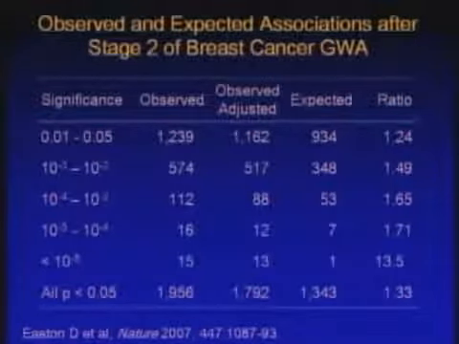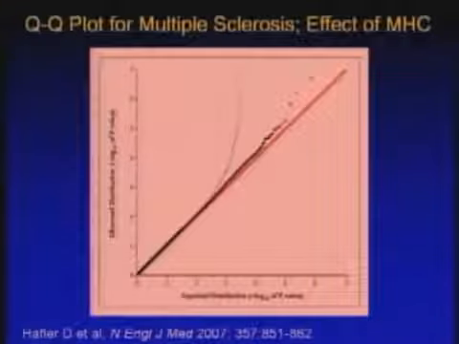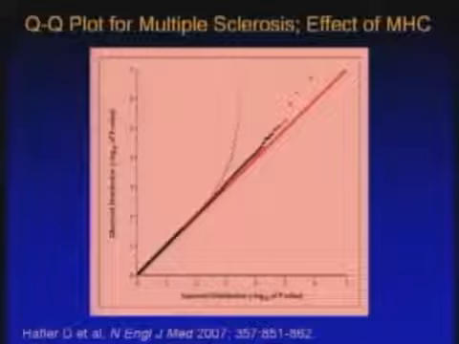Then going down to increasing levels of significance, until they got to 10 to the minus fifth, they had 13 times as many. They would have expected to see 1, and they saw 13, which suggested that they did have some important associations outside of chance. You tend to see these tables much less commonly. People like to look at pictures, so you tend to see QQ plots much more commonly. This is a very nice one from Hafler et al.